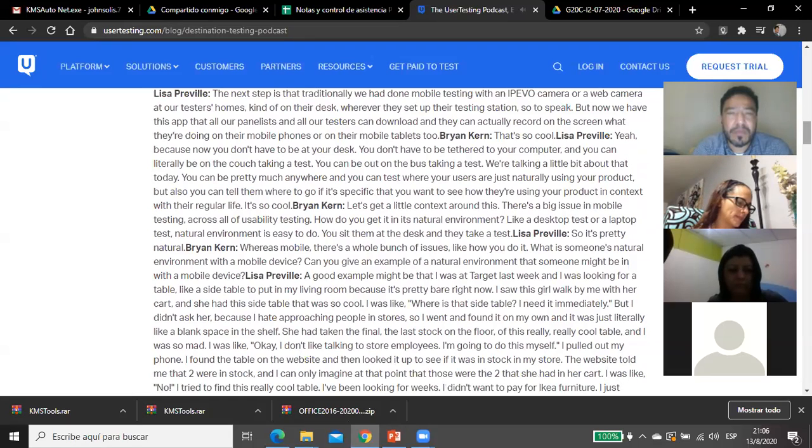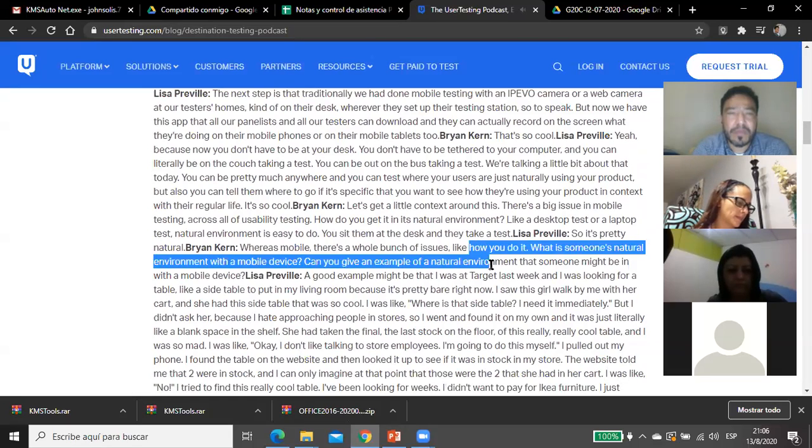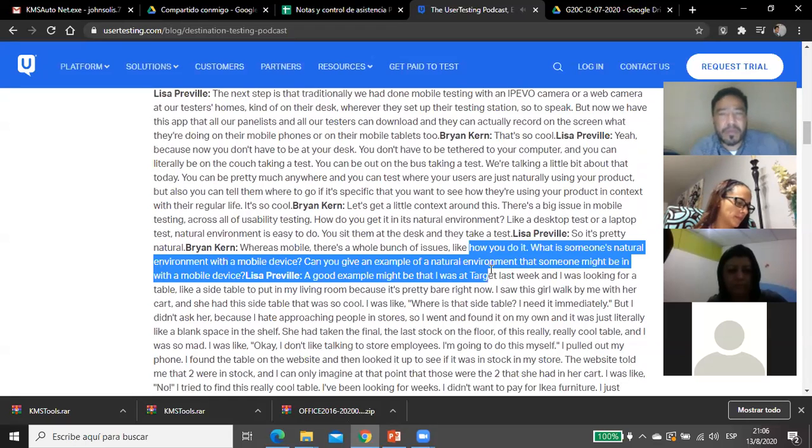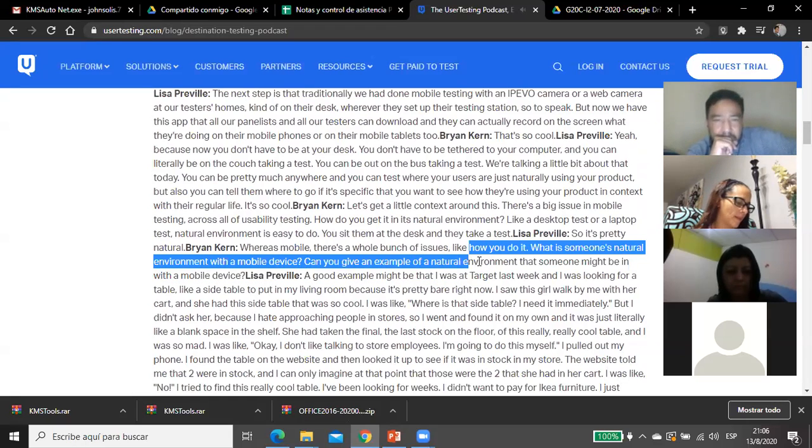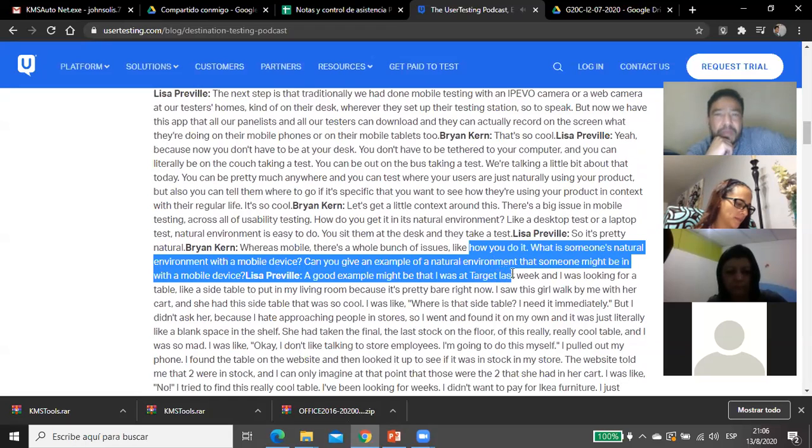Whereas mobile, there's a whole bunch of issues, right? Like, how do you do it? Like, what is someone's natural environment with a mobile device? So can you give an example of a natural environment that someone might be in with a mobile device?